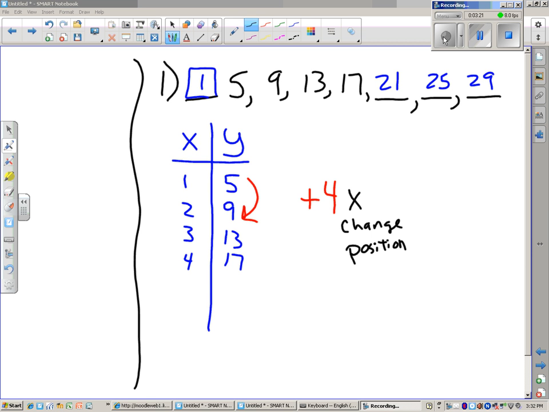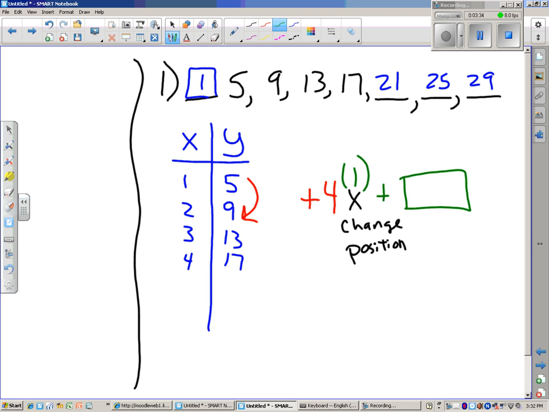But if I plugged 1 into this equation, it wouldn't give me a 5. So what do we have to do to this equation? If I plug 1 here, 4 plus what will actually give me the y value of 5? 4 plus 1 is 5. Where do you see 1 in the sequence? At the number we put before the sequence.